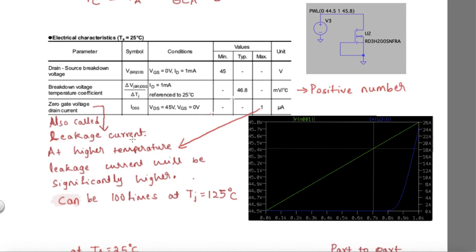This is also called leakage current. At higher temperature, leakage current will be significantly higher. It can be 100 times 1 microampere at a junction temperature of 125 degrees Celsius. Rohm Semiconductor has made the sub-circuit model of this MOSFET available on their website. It can be downloaded and simulated in LTspice. Here it shows that the breakdown voltage is close to 45 volt as given in the datasheet.